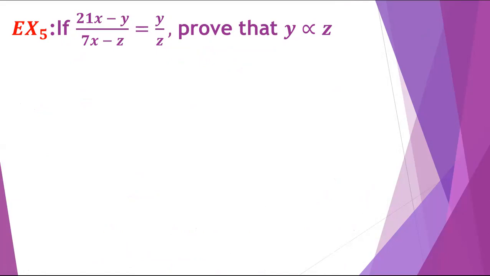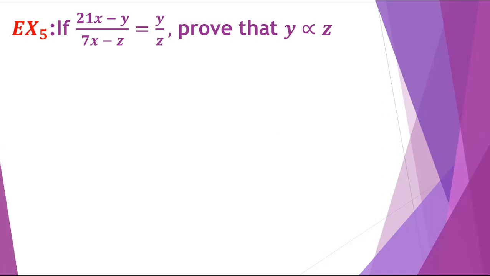Example 5. This is another kind of question. The required is to prove that y varies directly as z. How can I prove that y varies directly as z? Prove that y equals mz, such that m is constant. Maybe y equals 2z, negative 3z, 1 over 2z, any constant times z, it means y varies directly as z.